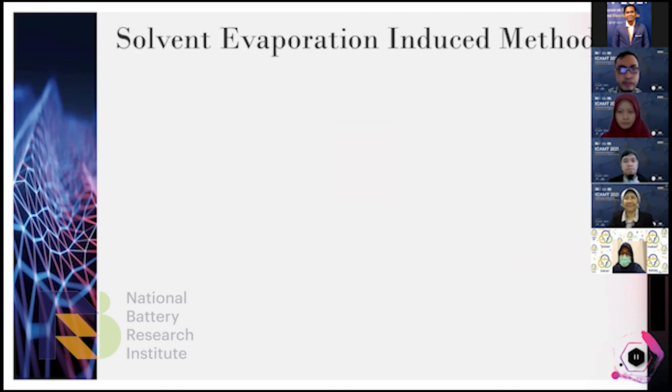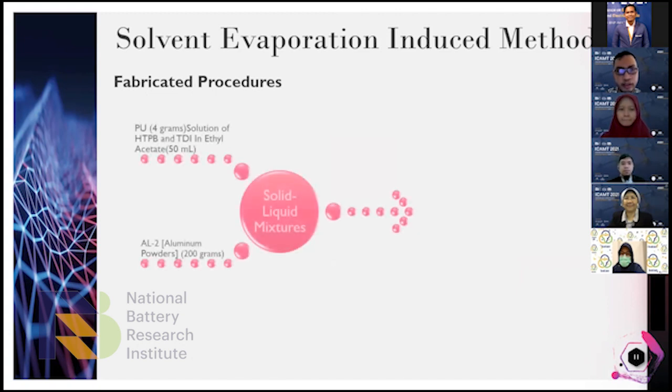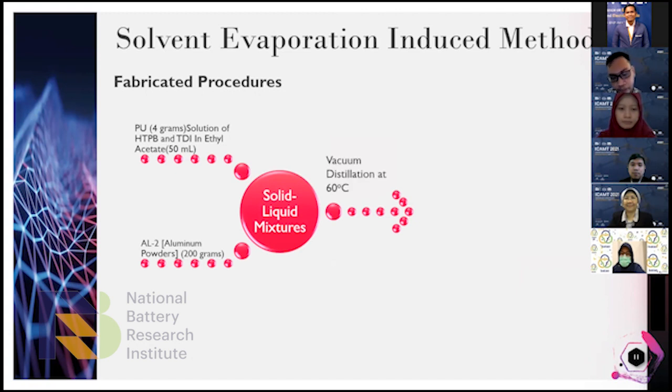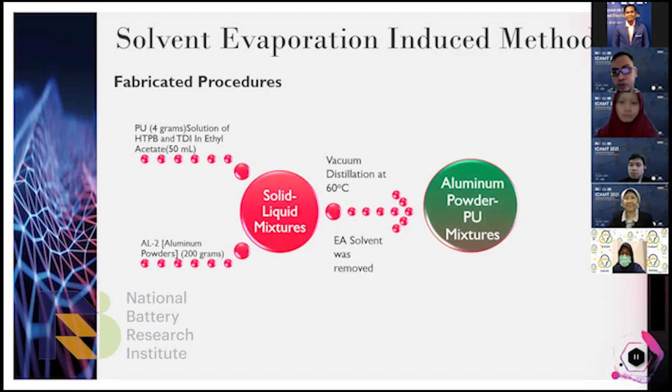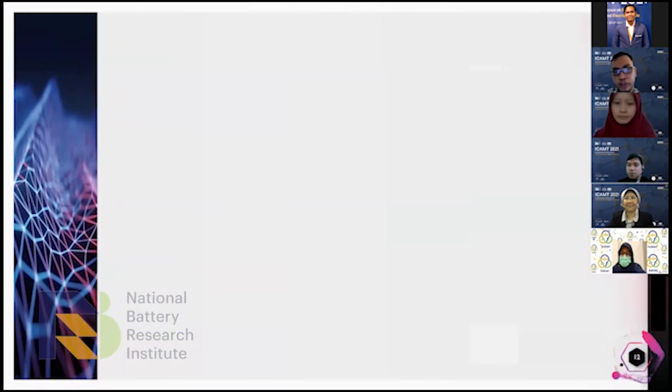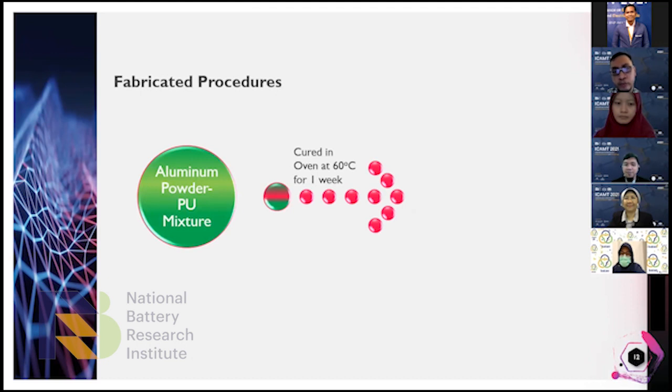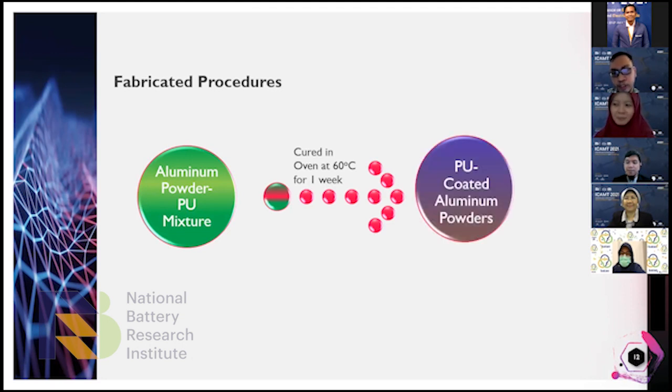Okay, next the fabrication. The PU solution of HTPB and TDI in ethyl acetate, 50 milliliters, is combined with 200 grams of L2 aluminum powders to form a solid-liquid mixture. Then we vacuum distill it at 60 degrees Celsius, and the ethyl acetate solvent is removed. We produce aluminum powder PU mixtures which are still wet, that need to be cured in an oven at 60 degrees Celsius for 1 week. And we produce the PU coated aluminum powders, which have to be sieved before ready to use.